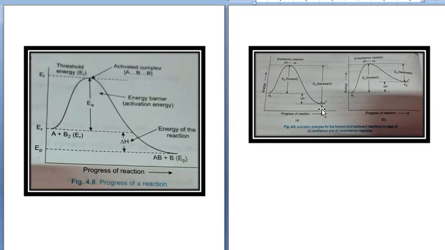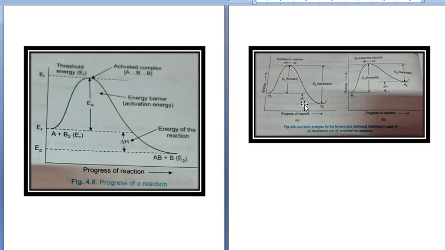Now if you go in the reverse direction, then the products become the reactants. Now the threshold level is this, so this energy will become the activation energy. So this is the activation energy for backward reaction. So they are not the same. This is not the same as this, isn't it? So they are different. This delta H is the energy of reaction.